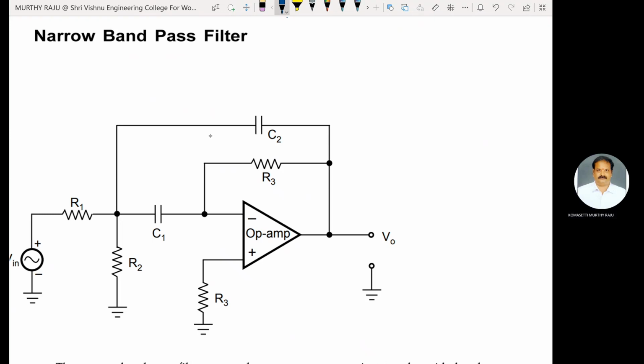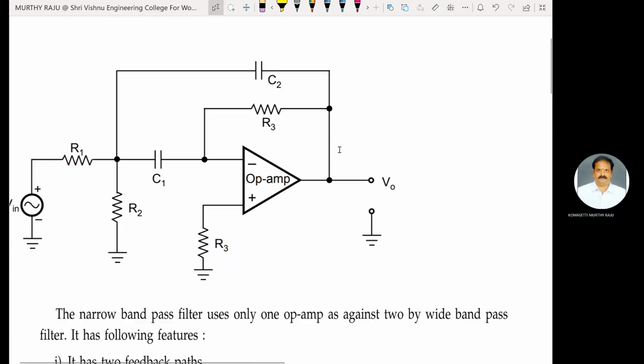In this video, I will explain narrow bandpass filter analysis. This is the narrow bandpass filter diagram. The narrow bandpass filter uses only one op-amp, as against two op-amps in the wide bandpass filter.